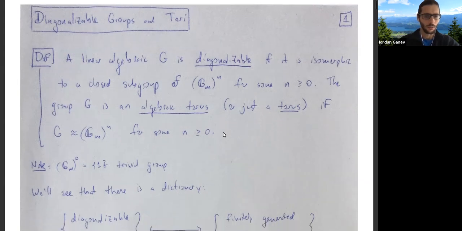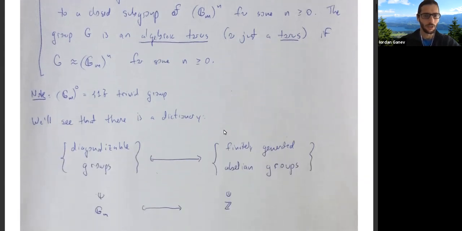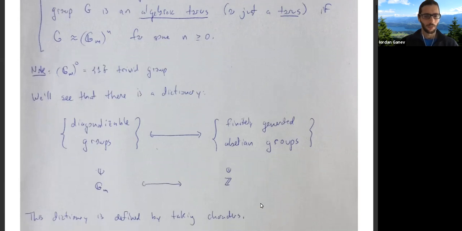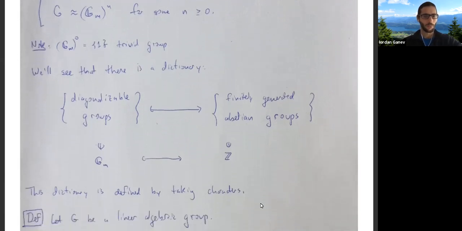The thing we showed was there's this dictionary. It's actually a contravariant equivalence of categories between diagonalizable groups and finitely generated abelian groups, where the tori correspond to the free cyclic groups, or products of the free cyclic group. And the way we define this dictionary is by taking characters.